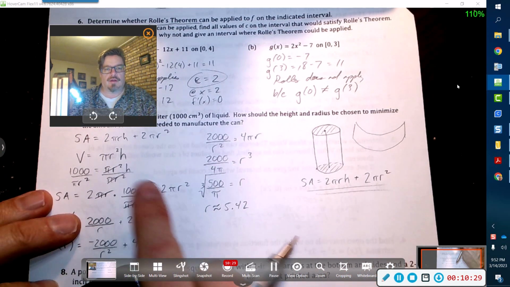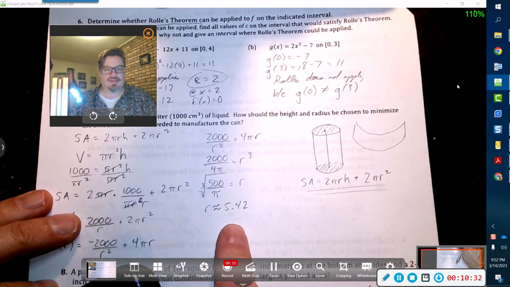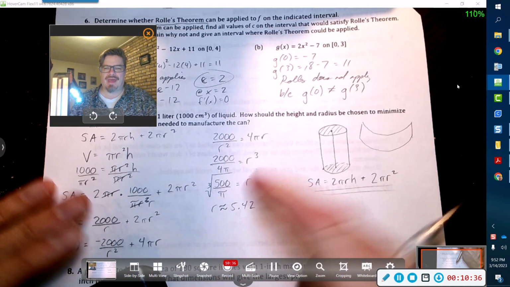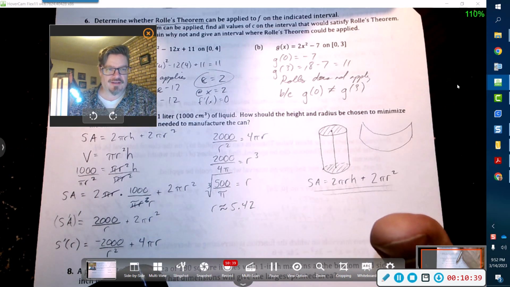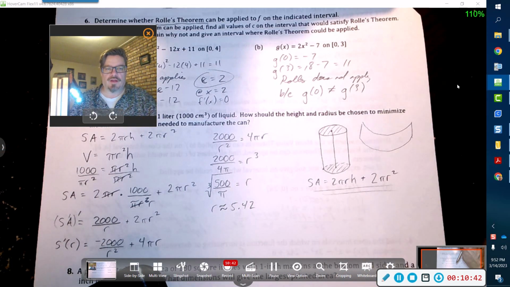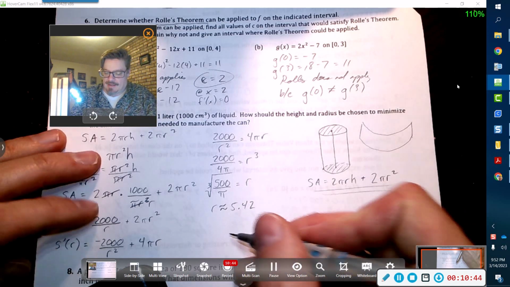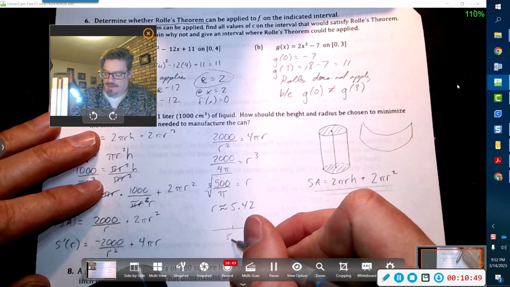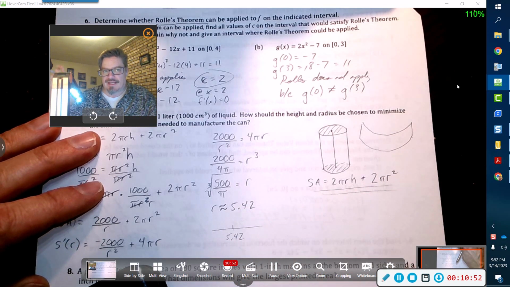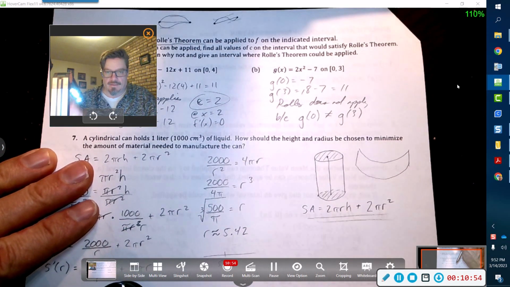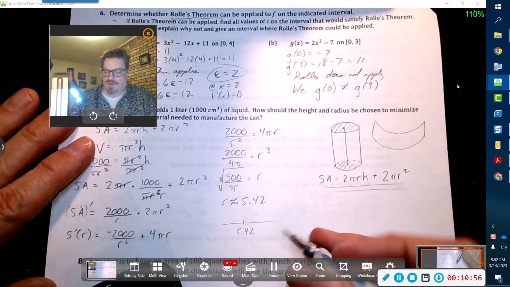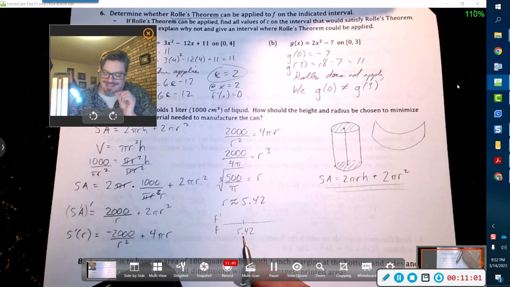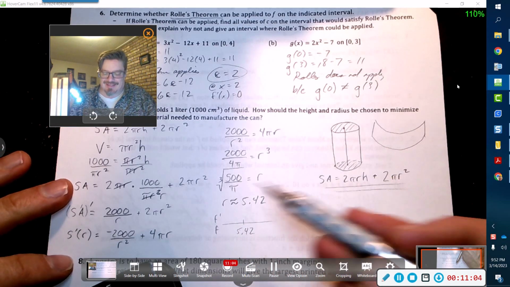So over here with 5.42, I got the radius. Are we sure it's going to be a min and not a max? Well, a max wouldn't make any sense, right? It really wouldn't. But I know on the AP exam, we would have to consider that we're proving that it is actually a minimum. So at 5.4, what does happen to our derivative here? Let's go to the left of it. Let's say 6. Let's plug in 6 here.